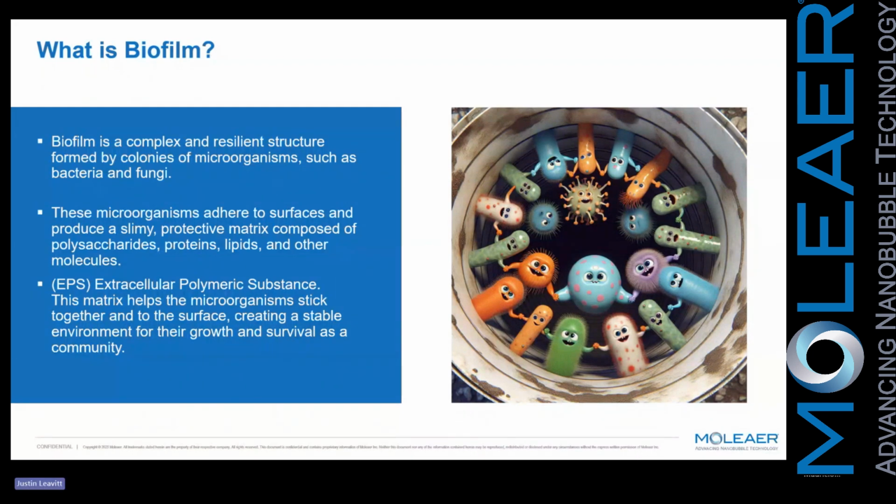The short version to call this is bioslime or EPS. It's technically an extracellular polymeric substance. This matrix helps microorganisms stick together, helps these microorganism communities stick to a surface, and creates a very stable environment for their growth and survival. So that EPS being produced by the biofilm is a key part of why it is so difficult to manage biofilm. Key takeaway here, though, is that biofilm is a microorganism community, and they are working together to produce EPS, which helps stabilize their environment.